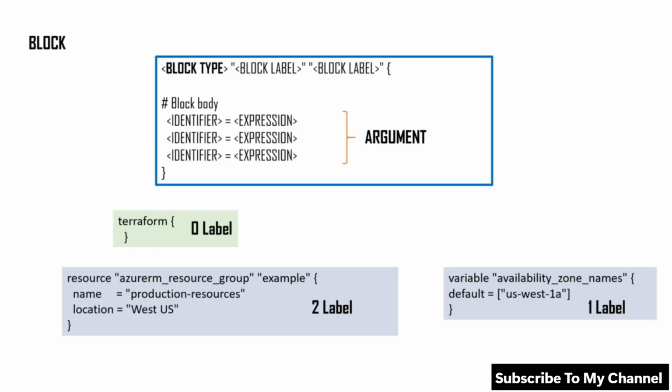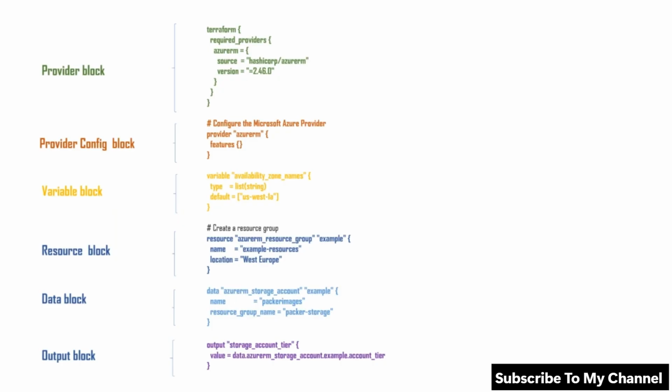So the block consists of a block type and then a set of block labels based on what kind of block type it is. And within the block are a set of arguments. And each configuration file in Terraform is basically a set of blocks. So that's about it. Now this is a very important chapter and I hope you go through it a few more times. It's a very short chapter, but it's very important to remember all the points that I have reiterated in this particular chapter.